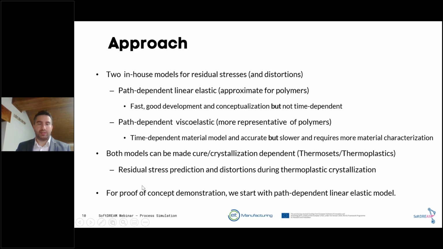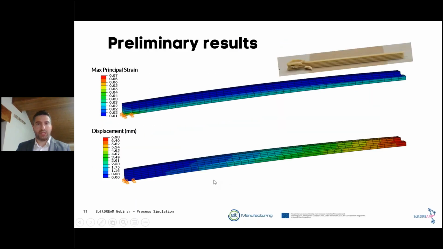So for this study, for proof of concept demonstration, we start with a linear elastic model, also path dependent, so it requires the thermal simulation. And here are the preliminary results. We have this specimen fixed on the left-hand side, and we can see that it develops some high strains there. And here you can look at the displacements, and you see that they are higher in the free zone. And yeah, this is just the preliminary results to check the method.